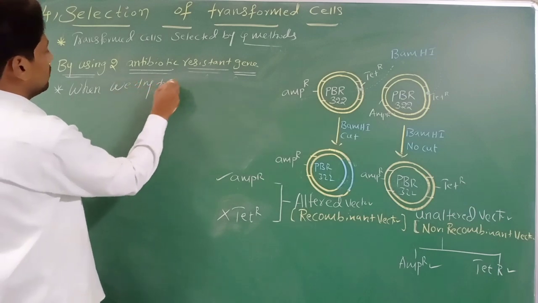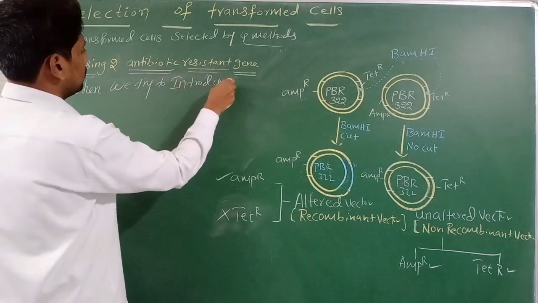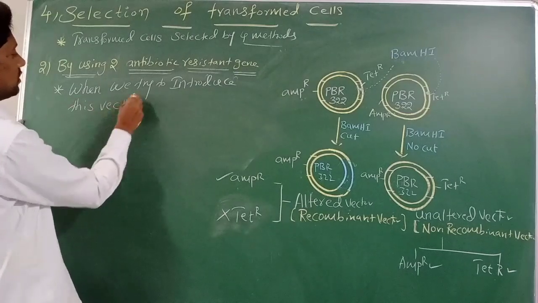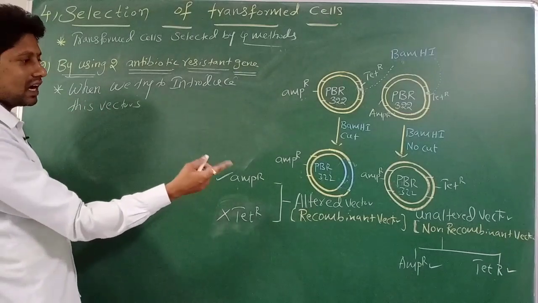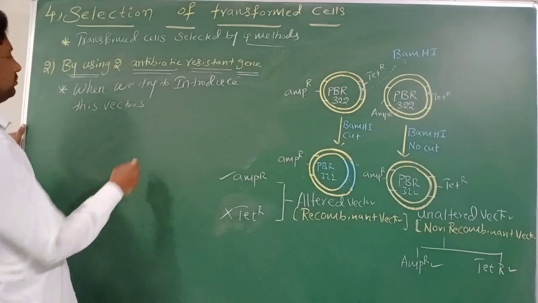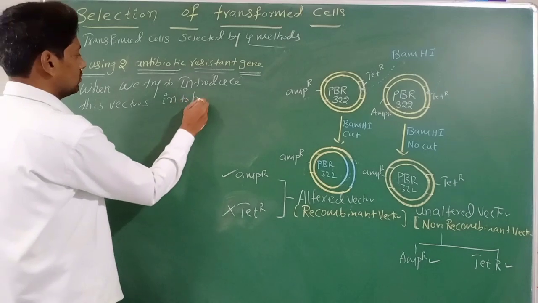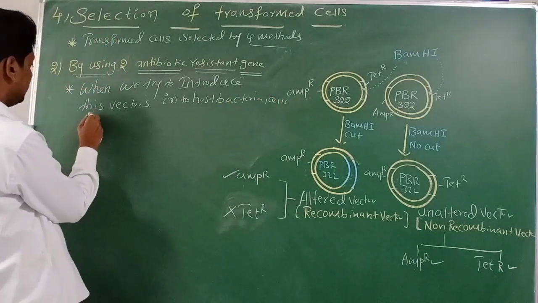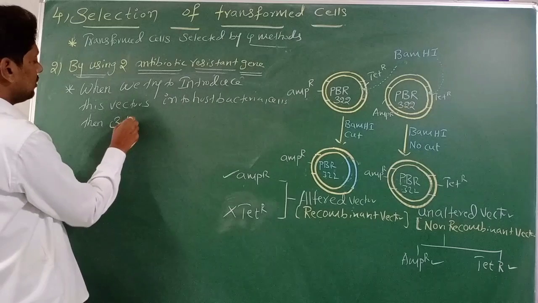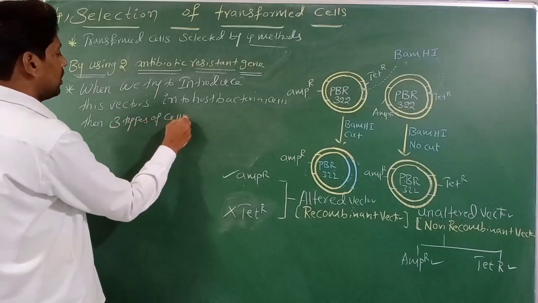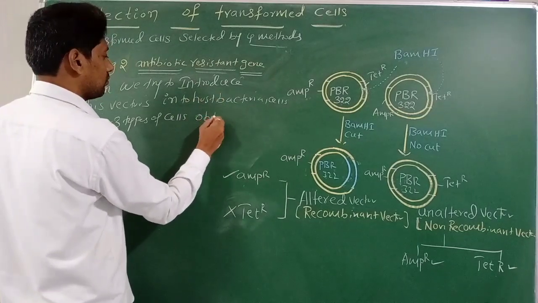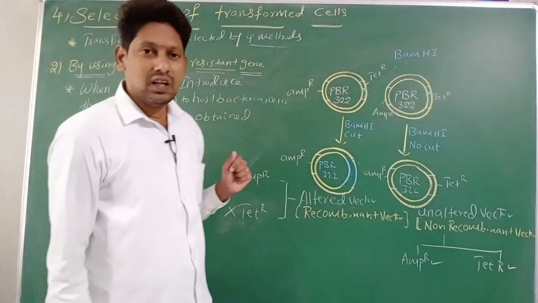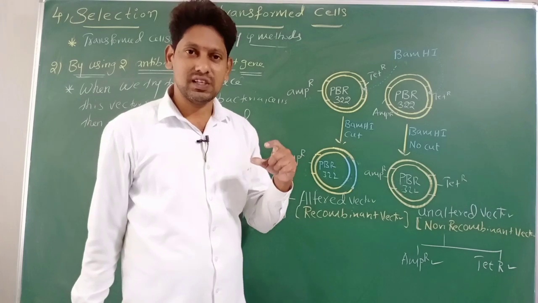When we try to introduce these vectors, what is the meaning of these vectors here? Altered vector, unaltered vector, into the host bacterial cells. Then three types of cells are obtained. Now, what are the three types of cells? Now we are going to see the three types of cells.